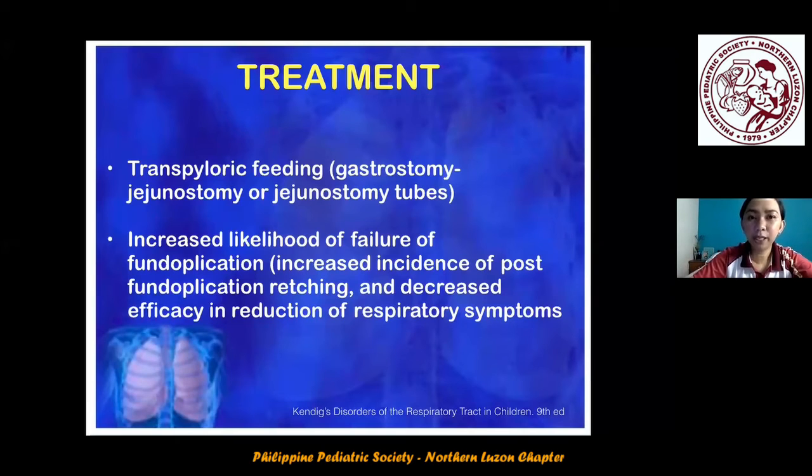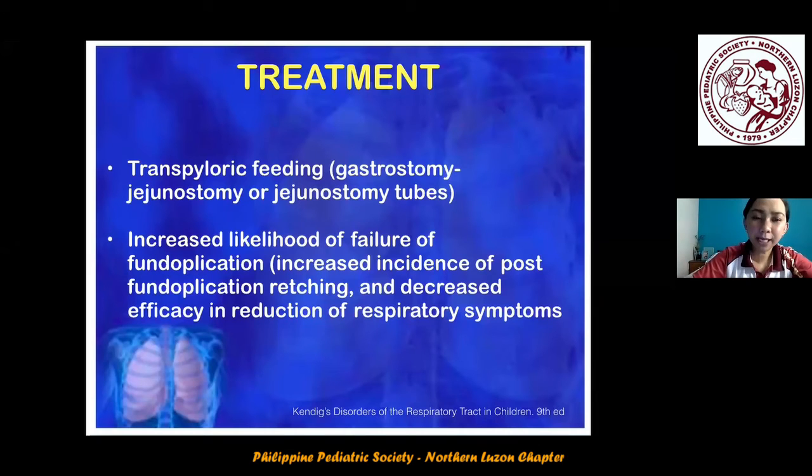However, unfortunately, in neurologically impaired children, there is a greater incidence of both chronic aspiration and GERD. So a greater likelihood of failure of fundoplication can occur since there is an increased incidence of post-fundoplication retching and decreased efficacy in reduction of the respiratory symptoms.